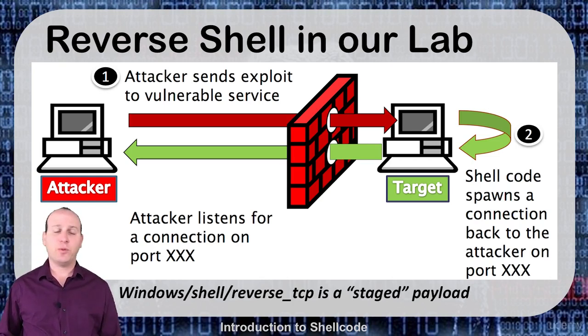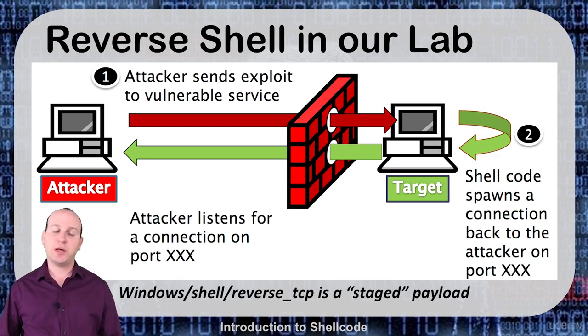If we wanted to hide, we could try to make it a random high port, or we could do something like 443 so it looks like a secure web tunnel. And then the attacker can listen for a connection back on that port. We're going to use windows/shell/reverse_tcp. This is a staged payload.